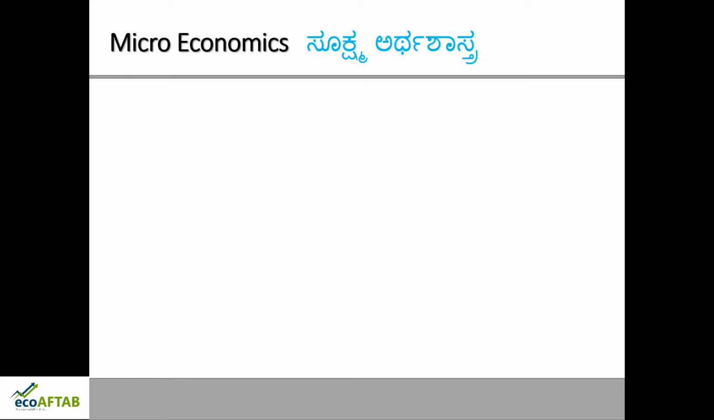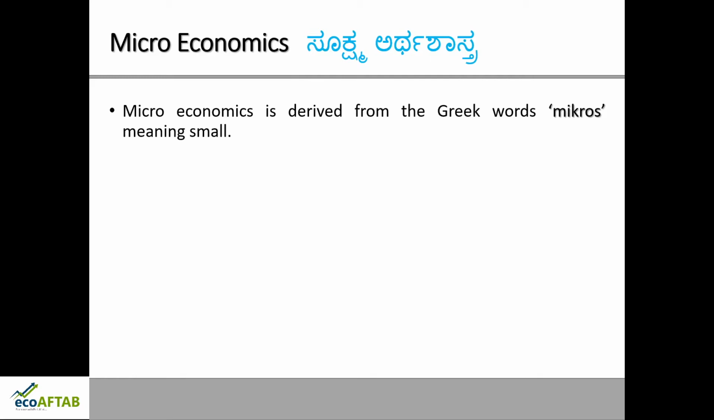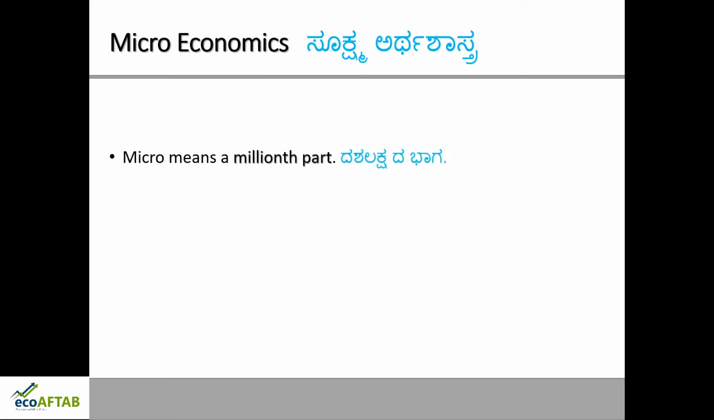So the first way to look at economics is through a microscope, that is microeconomic analysis. Microeconomics is derived from the Greek word micros, meaning small. Micro means a millionth part. So whenever we are looking at a thing at a broader spectrum, and if we want to pinpoint one particular point, one particular instance, one particular unit, we need to see it through a microscope, and that is what is called a millionth part.